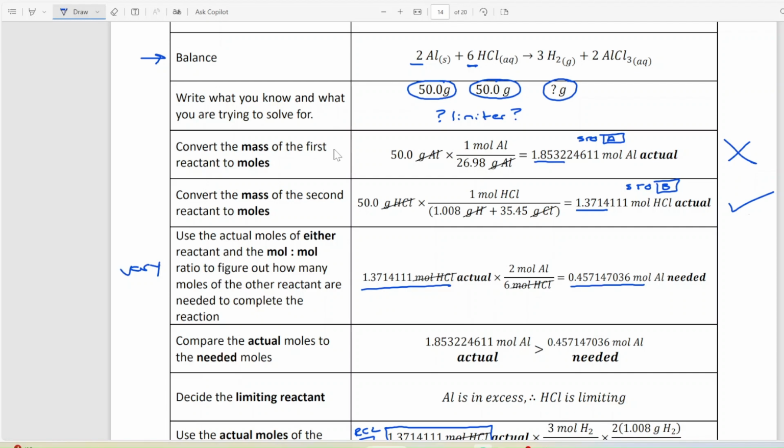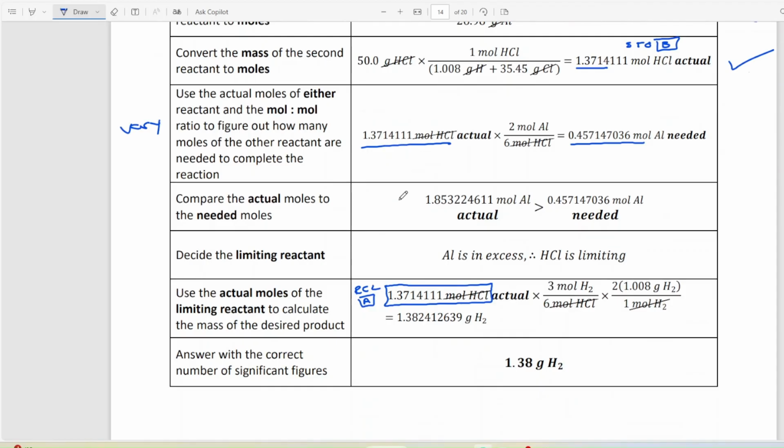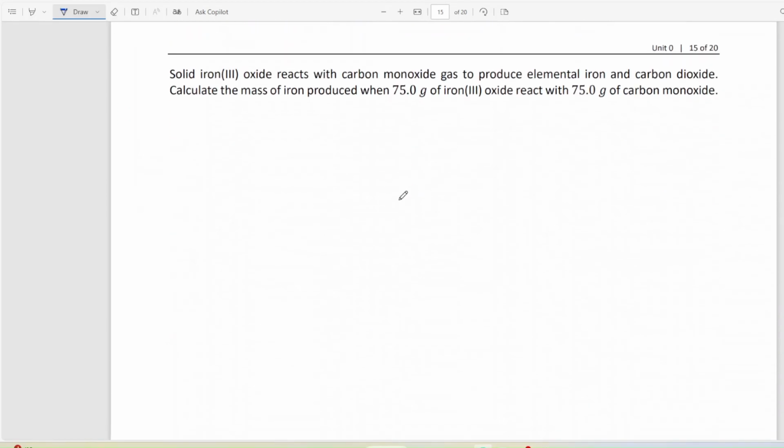And then if you've ever talked to me, maybe you're like, hey, it's not that much more work just to go from grams of hydrochloric acid all the way to grams of hydrogen, grams of aluminum all the way to grams of hydrogen, and then just see which one produces less. So if you don't know what to do, come and talk to me, and I can help you. We'll probably cover this one in class, but just try a bunch and see if you've got them.